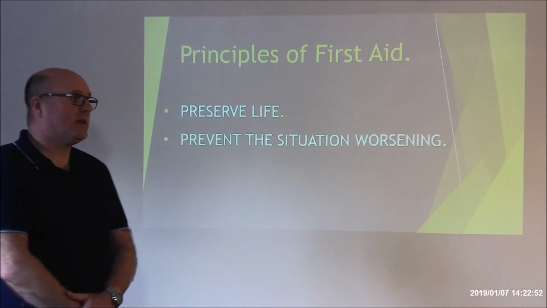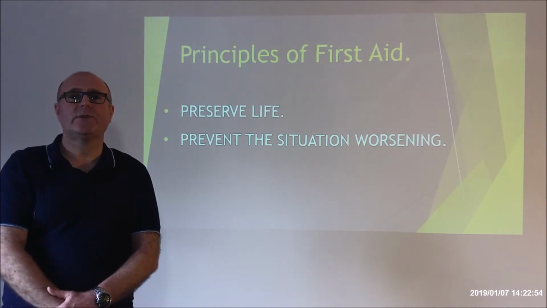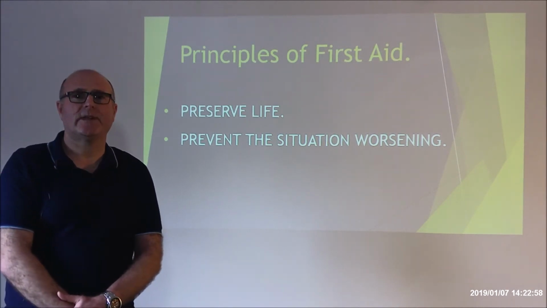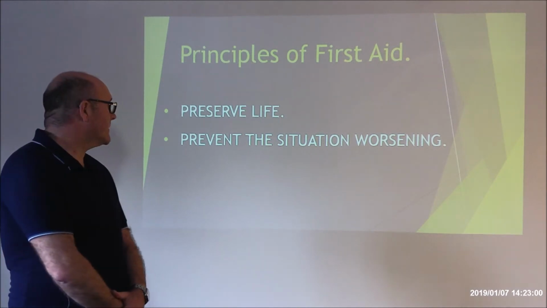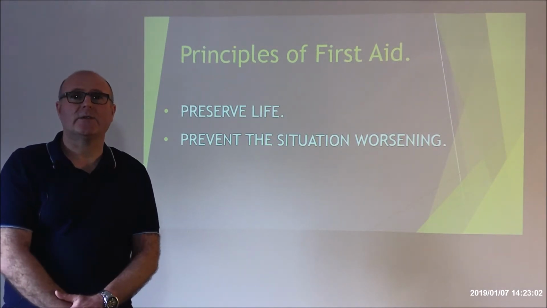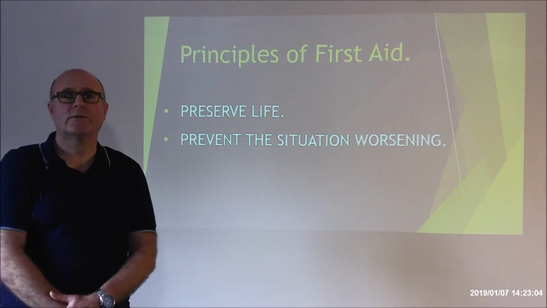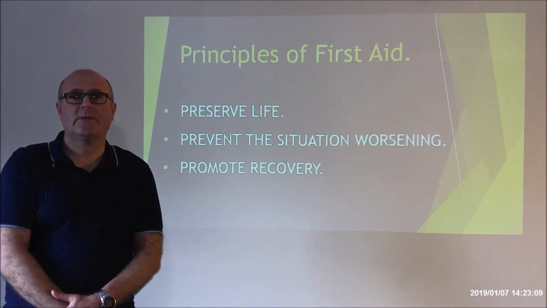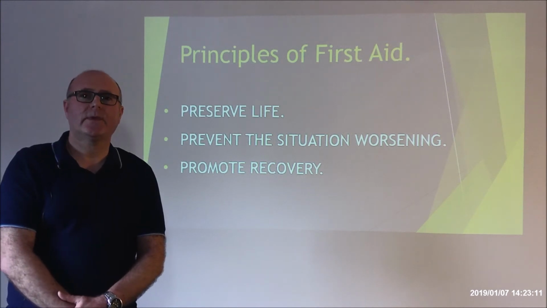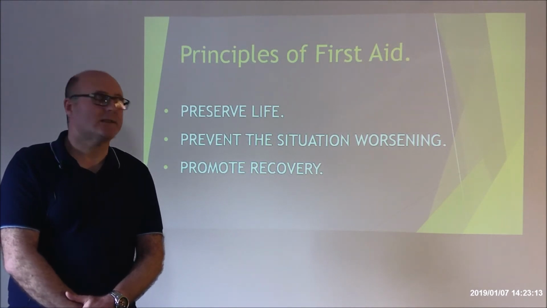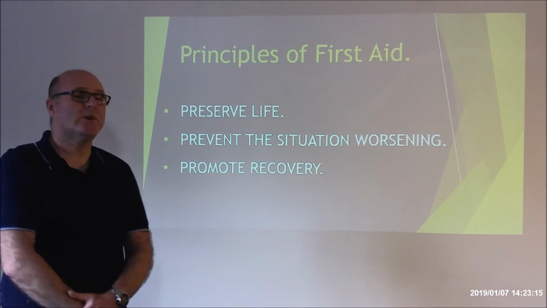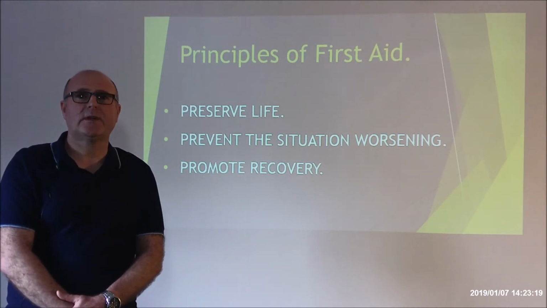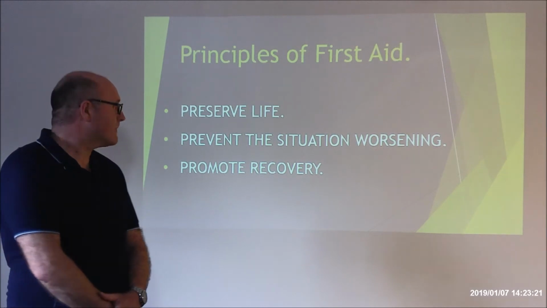Second one, the second P, is we need to prevent the situation worsening. So you might have a cut on somebody's arm, we need to try and prevent infection, and that in itself prevents the situation worsening. The third one, once we've done that, is we need to promote recovery. So in the situation where you have a cut on somebody's arm, dress the wound. In itself, that prevents the situation worsening, but it also starts to promote recovery because it helps the blood to clot and seal the wound.